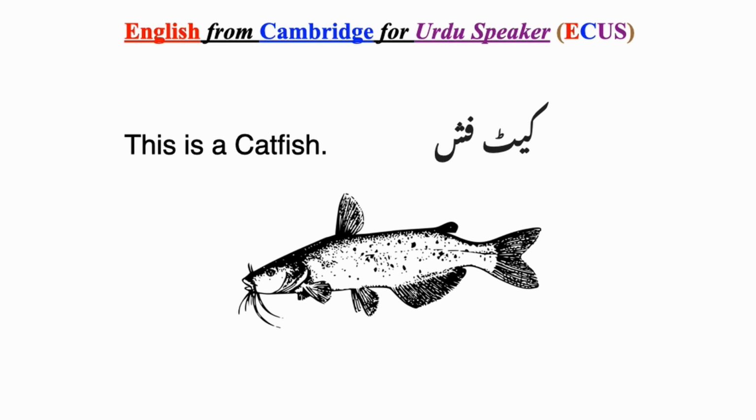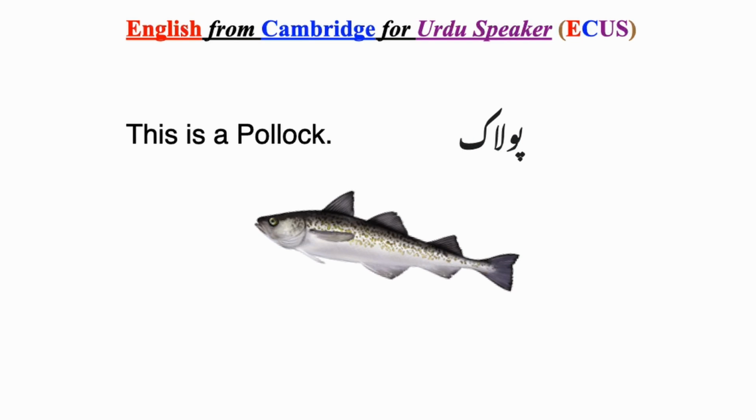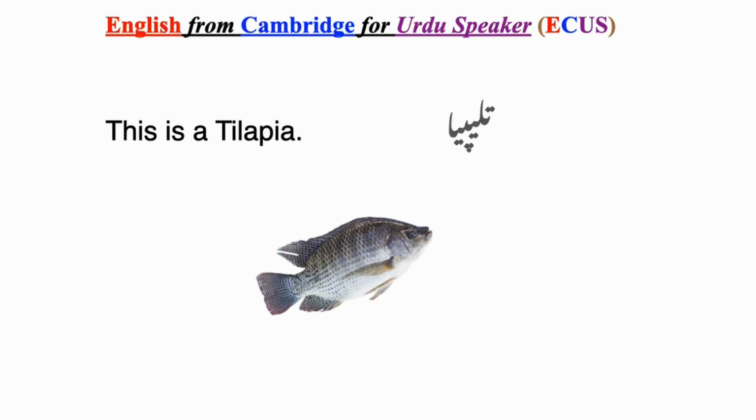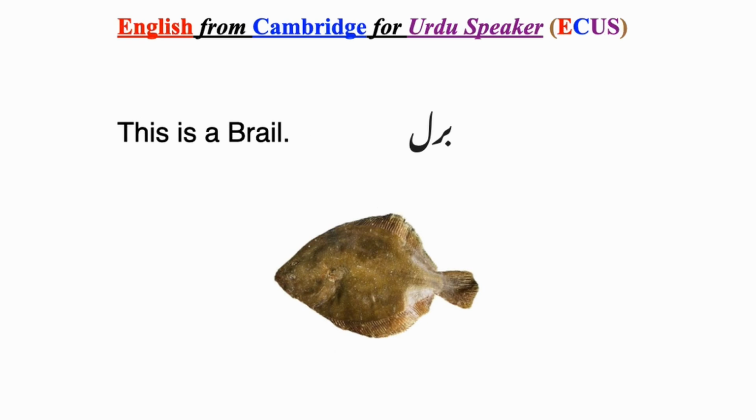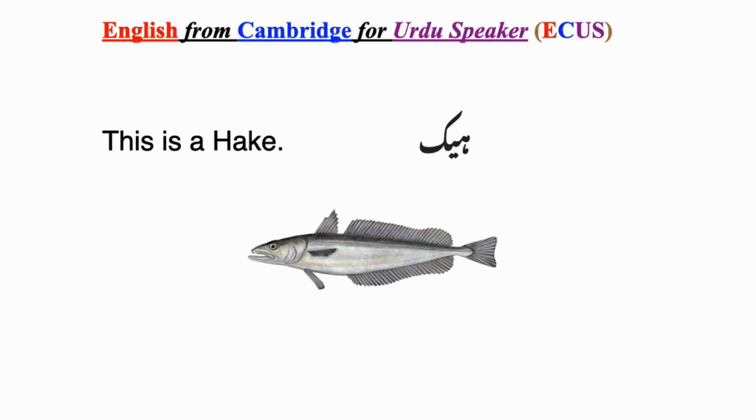This is a catfish. This is a monkfish. This is a pollock. This is a tilapia. This is a brill. This is a halibut. This is a hake.